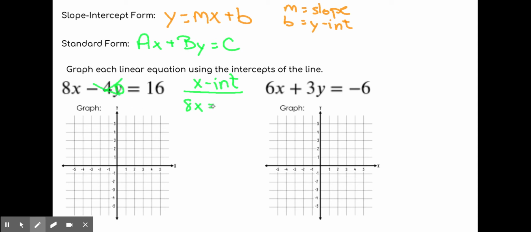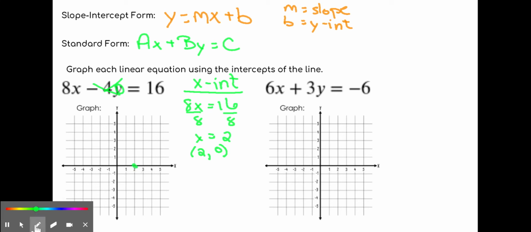And if the y value is 0, this goes away, right? So I end up with 8x equals 16. I'm going to divide both sides by 8. And my x-intercept is 2. So remember, that's the point (2, 0), because we let y be 0. So I'm going to put a point at (2, 0). That is the x-intercept of this line. Next, I'm going to find the y-intercept.